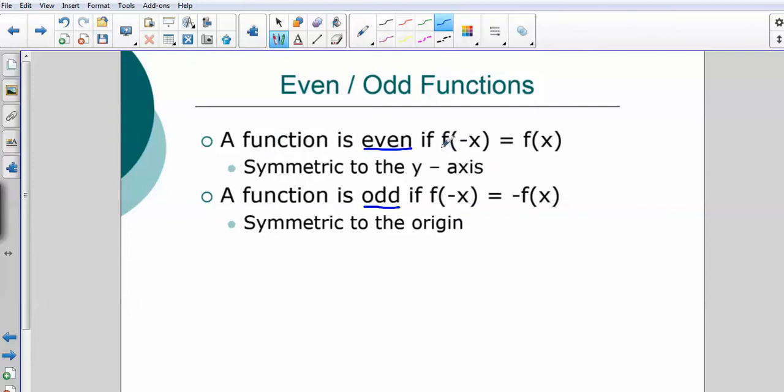A function is even if you can substitute negative x for the x and get the same function, f of x. And a function is odd if you substitute negative x for the x and you get the opposite of f of x. And if the function is neither the same nor the opposite, then we would say that it is neither even nor odd.